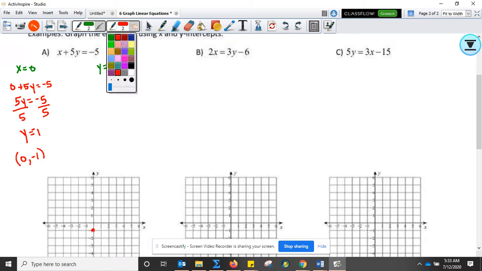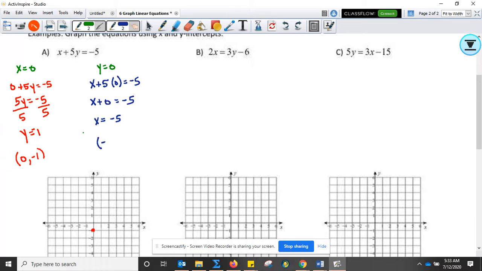Okay, so now to find my x-intercept, I'm going to plug in 0 for y. So I have x plus 5 times 0 equals negative 5. So x plus 0 equals negative 5, so that just means x equals negative 5. So my ordered pair would be negative 5, comma, 0.